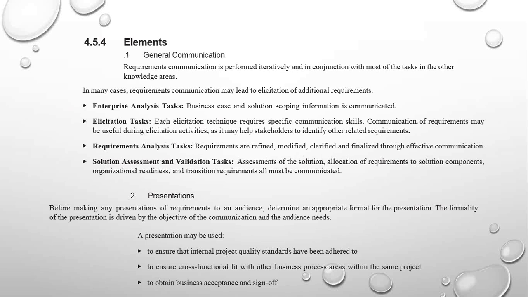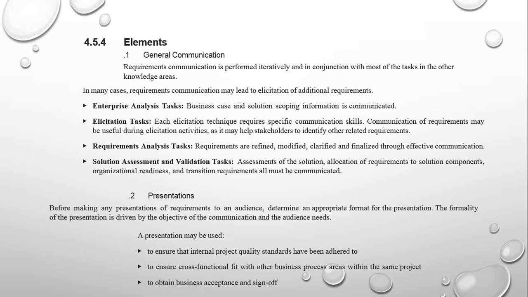Then we are talking about the elements. The elements are, number one, general communication. What do we do with general communication? General communication is the preferred communication, performed iteratively and in conjunction with most of the tasks in other knowledge areas. In many cases, requirements communication may lead to elicitation of additional requirements. How is that? Elicitation is gathering the requirements. Now, how is communication going to help in that?